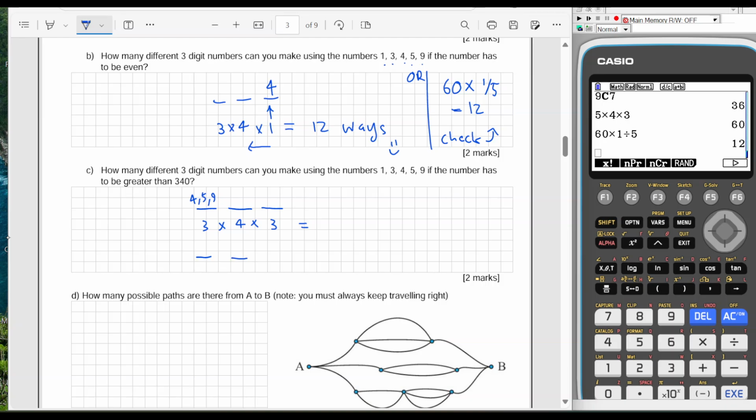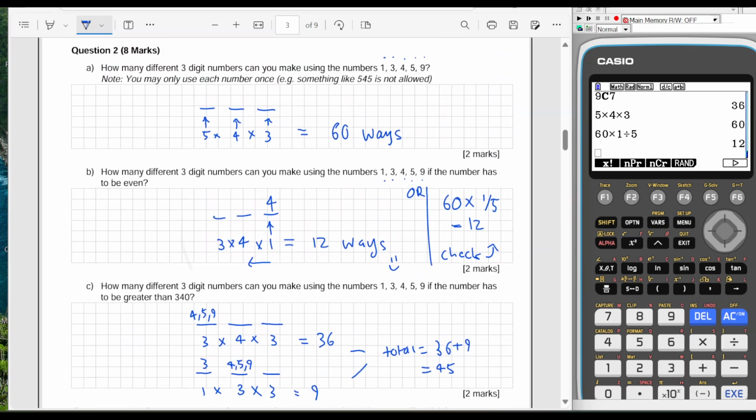The other thing that could happen is I could have a 3 here. So there's 1 choice for that. And then this one, because it has to be greater than 340, I'd have to have a 4, 5, or 9 here, because that number would need to be bigger than 4. So there's 3 choices there. I've used up 2 out of 5, so there's still 3 choices left for the last one. So this would be 9 here, and this would be 9 lots of 4, so 36. And then we add them up, so the total is 36 plus 9, so that is 45.